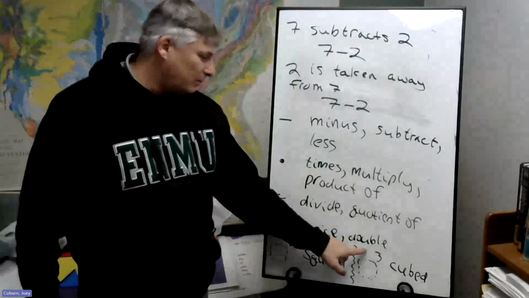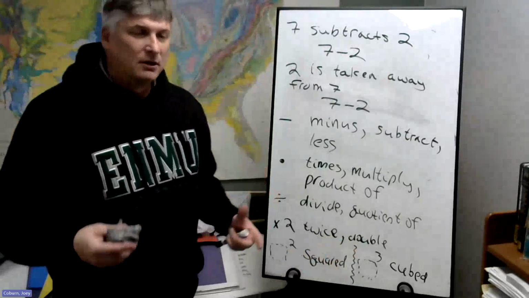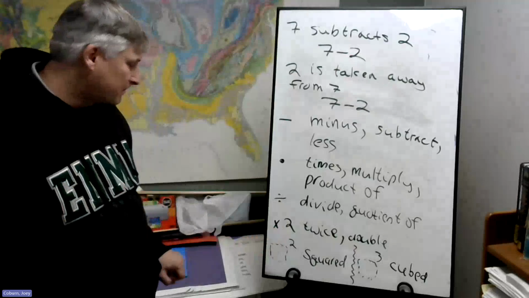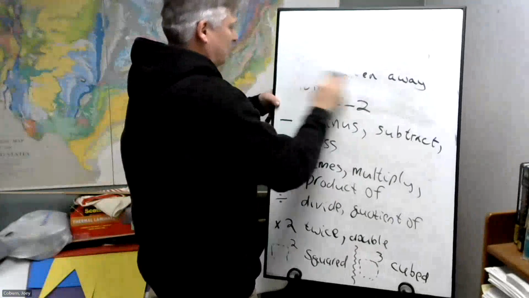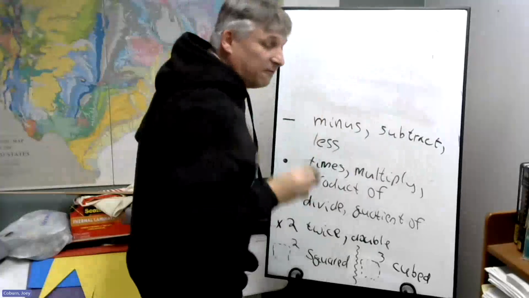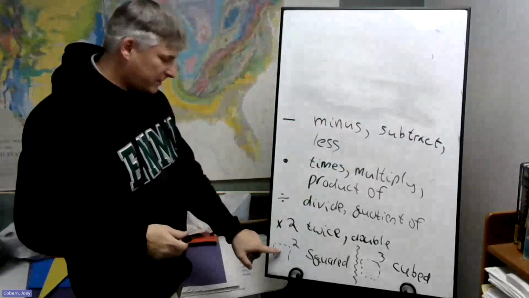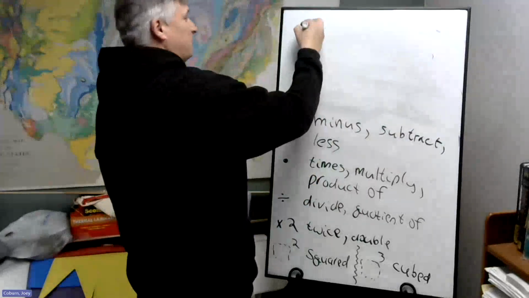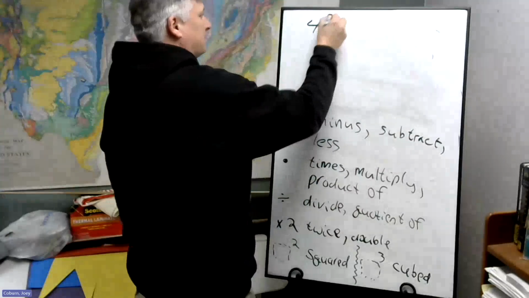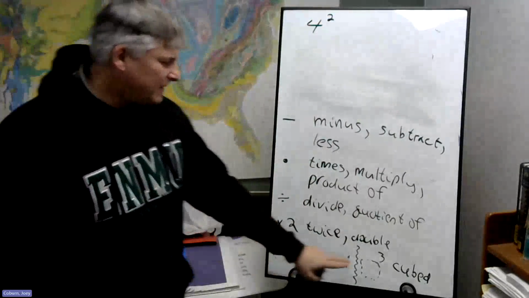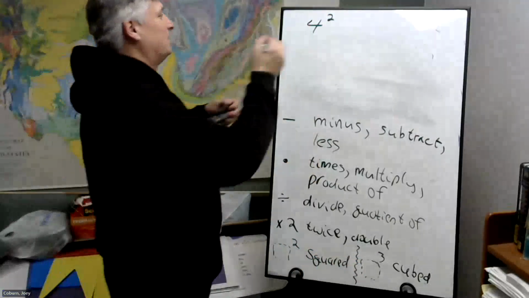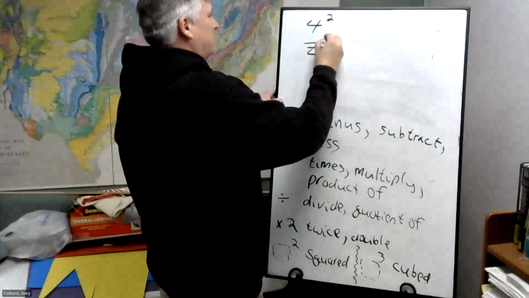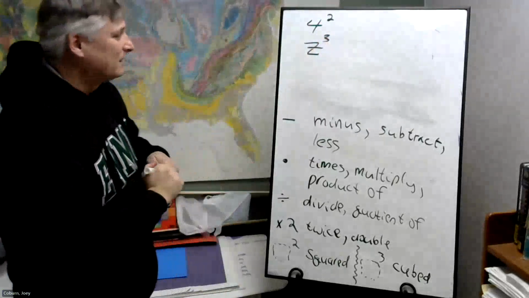Now, twice and double, if we double something, we say times 2. Squared, like if we say 4 squared, whatever it is, square. So 4 squared would be this. And then something that's cubed, say z cubed. We get something like that.